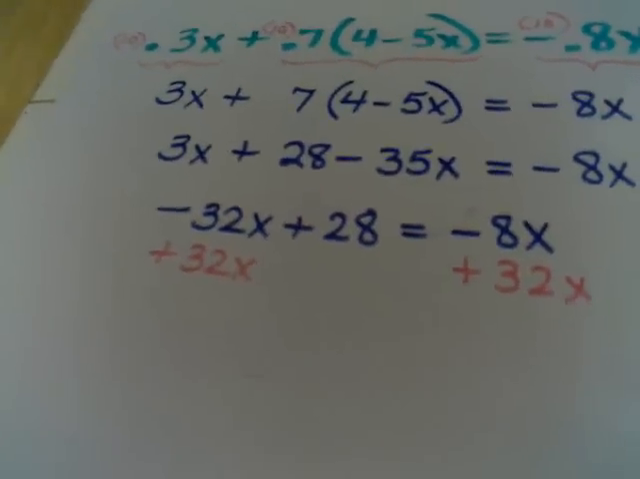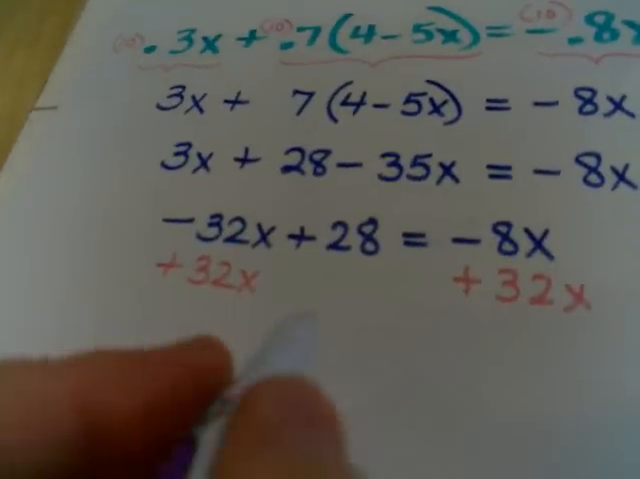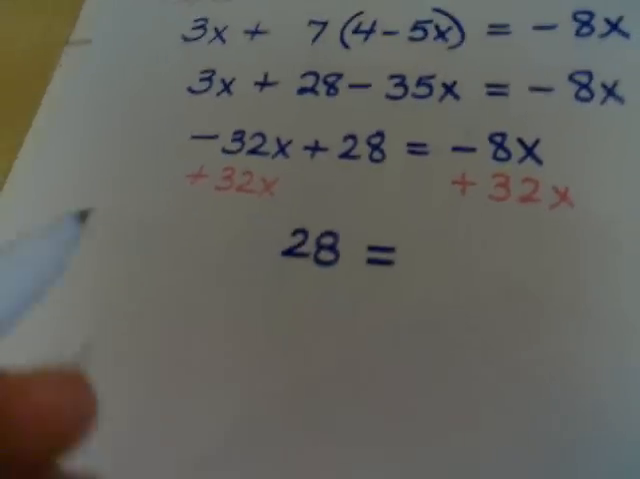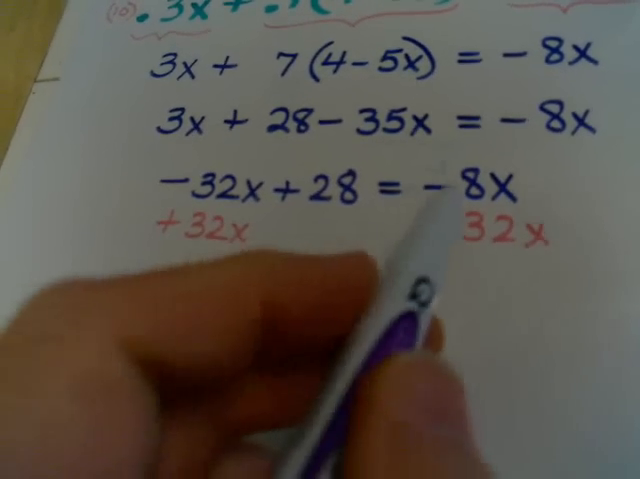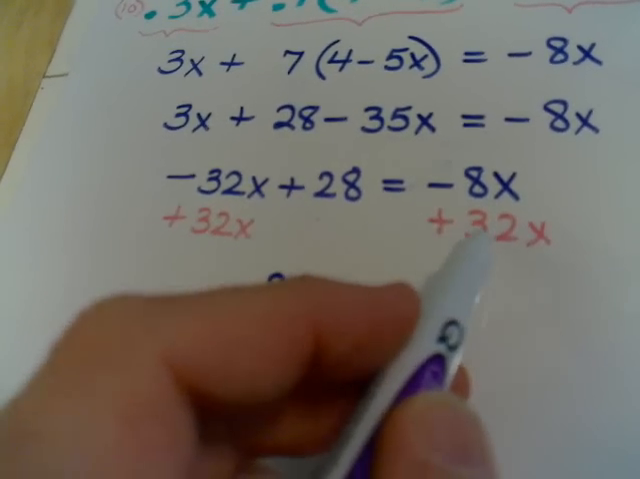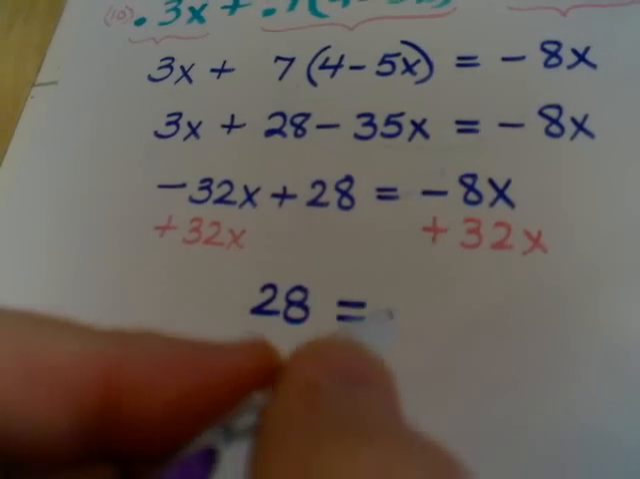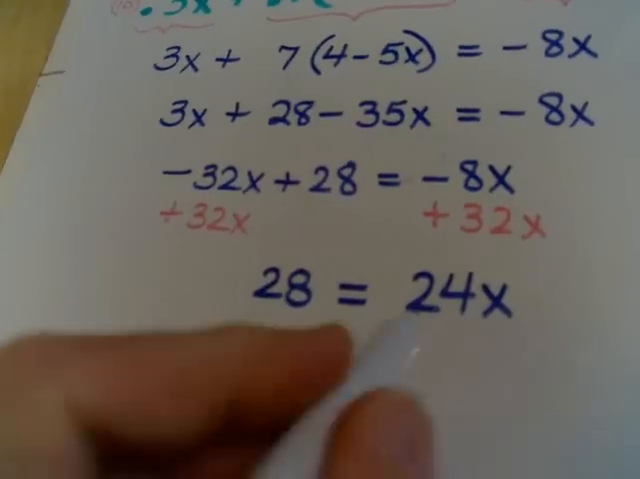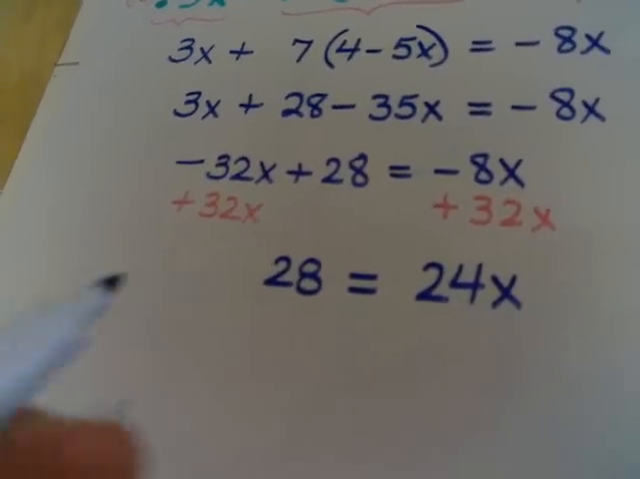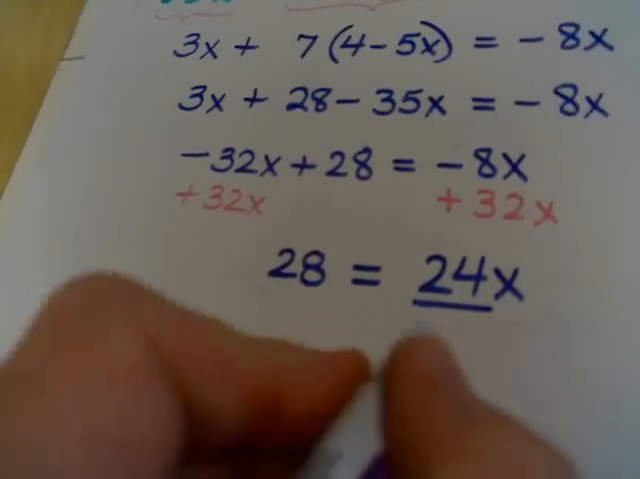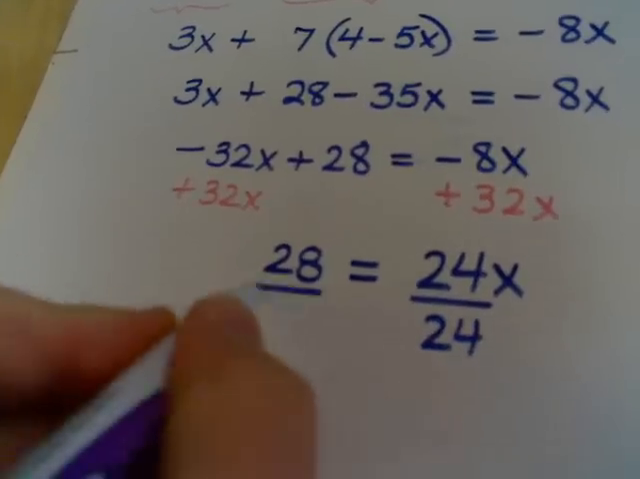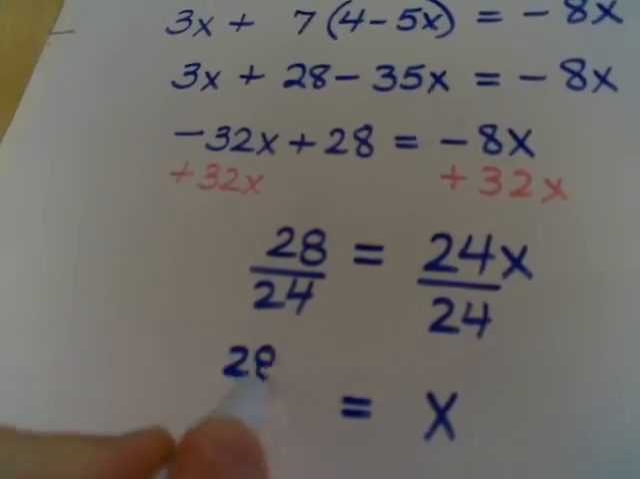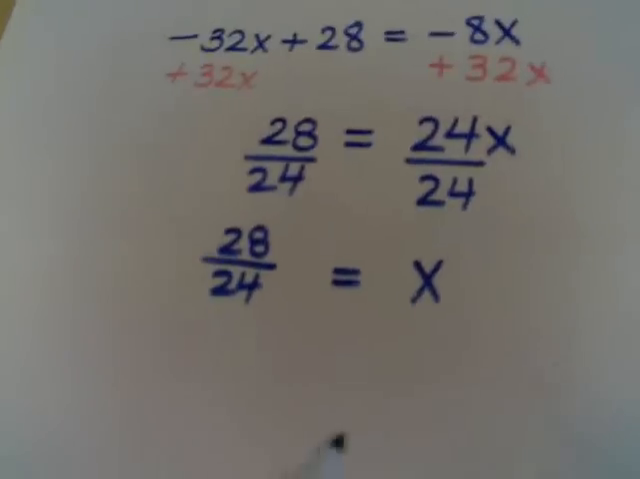By adding 32x to both sides of the equation, on the left-hand side I just have the number 28. I have my equal sign. And on the right-hand side, negative 8x plus 32x is going to give me 24x. X is being multiplied by 24, so to get the x alone, we need to undo multiplication by division. So we end up with x is equal to 28 divided by 24.